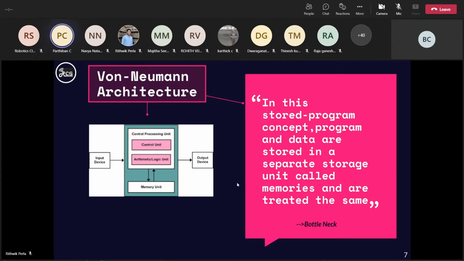When both are stored in the same memory, we come up with a small problem: the instructions can only be executed one by one, which will be carried out sequentially. Due to this, the CPU's efficiency will be reduced. This problem is called the von Neumann bottleneck problem. As the instructions and the data are both stored in only one memory unit, the time taken to transfer data will be a little longer.